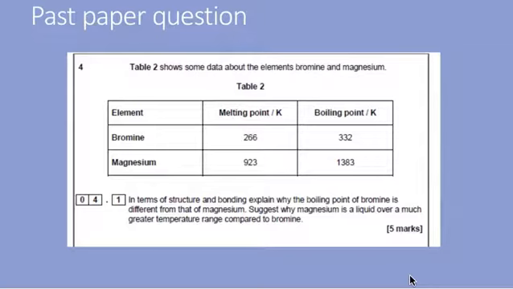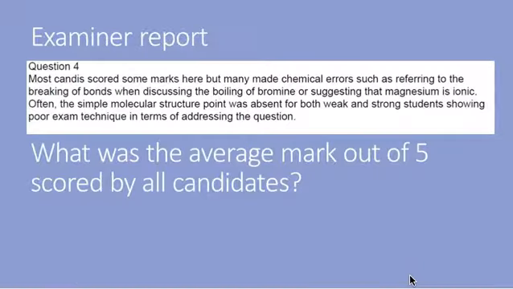So the key thing here is to refer to the correct types of structure and bonding. We're referring to boiling point, so we must talk about the forces that prevent the particles from moving apart and becoming a gas. You must refer to the correct types of forces. Bromine is simple molecular, so you must refer to intermolecular forces. Magnesium is metallic. You must refer to metallic attractions, metallic bonds. And that's how you have to approach the question.